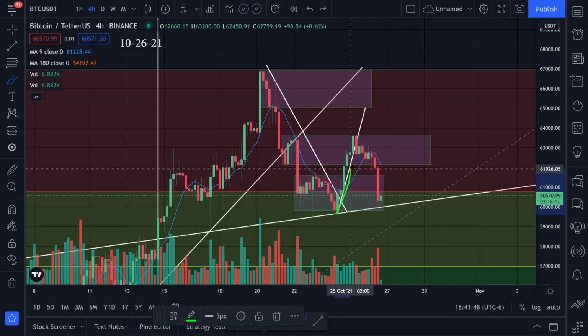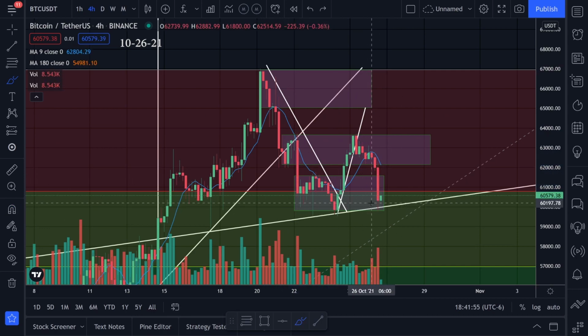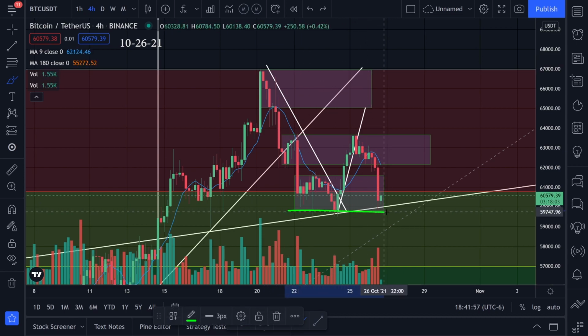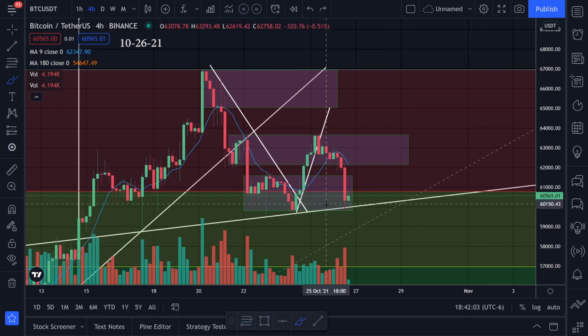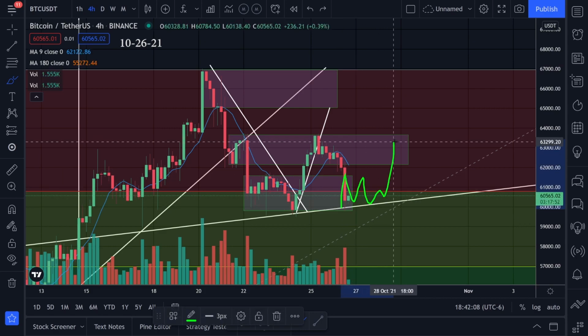We actually came up to the top of this zone and got rejected and started heading down. We broke this trend line that I was watching right here to the downside. We broke out of this box, got a big candle down, and what I was looking at is the bottom of this box down here. I put a limit order at like 60,000. That got filled and it started heading back up. Let's see what happens now. I'm not so sure if we're going to just bounce this one and head back up.